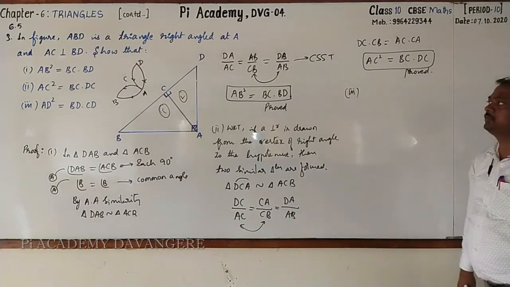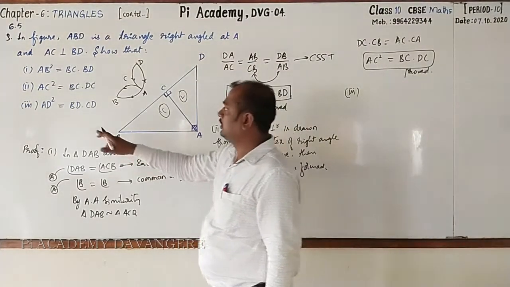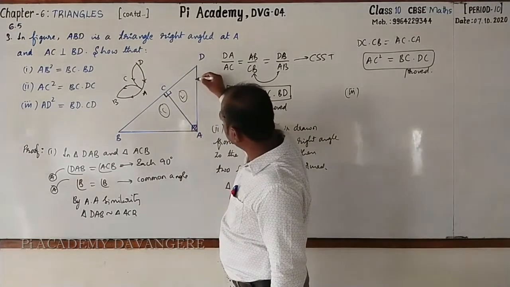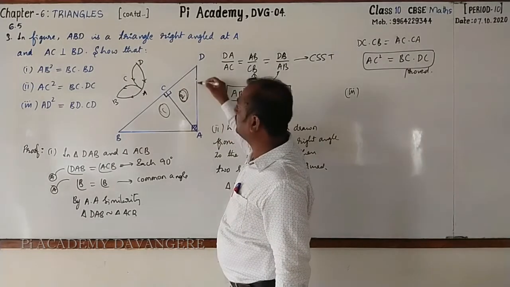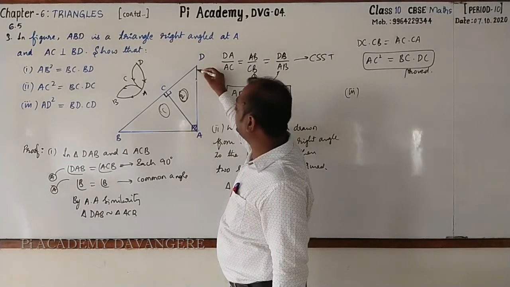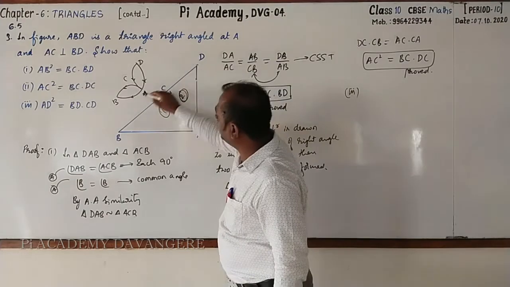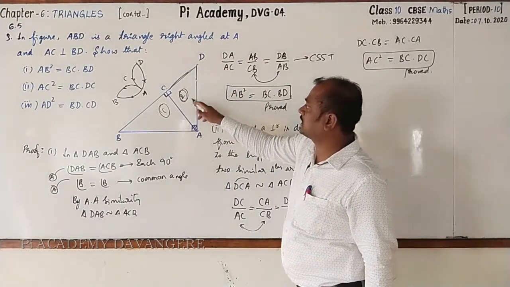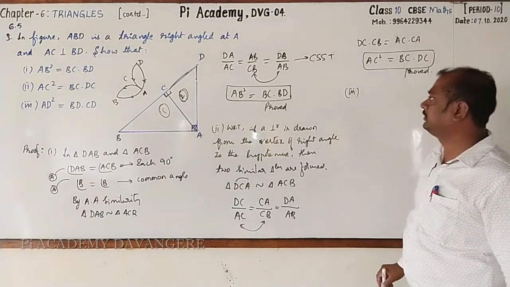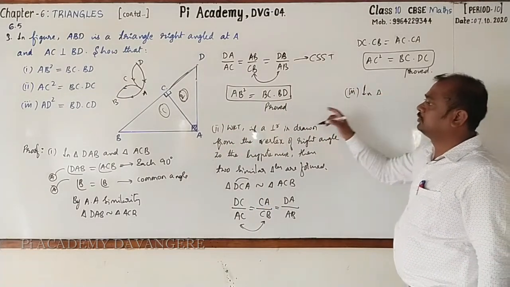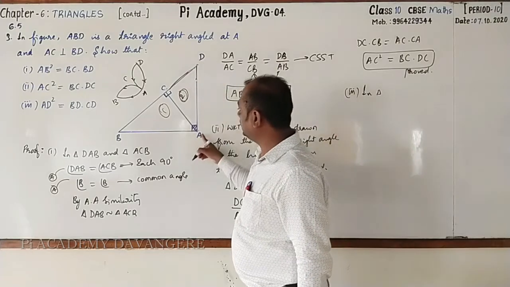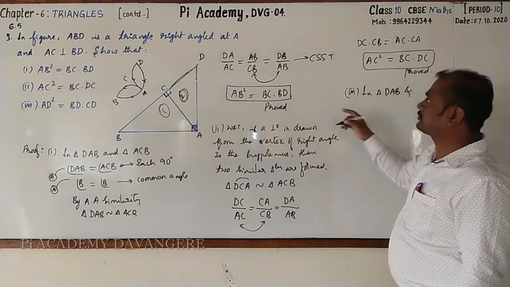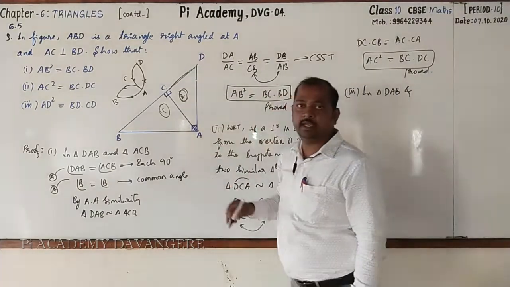Check with your writing. Next, the third one. Go to this. AD square equal to BD into CD. See that AD is the side of the second triangle. So we have to take the second triangle and the whole triangle. So the whole triangle is DAB and triangle DCA.